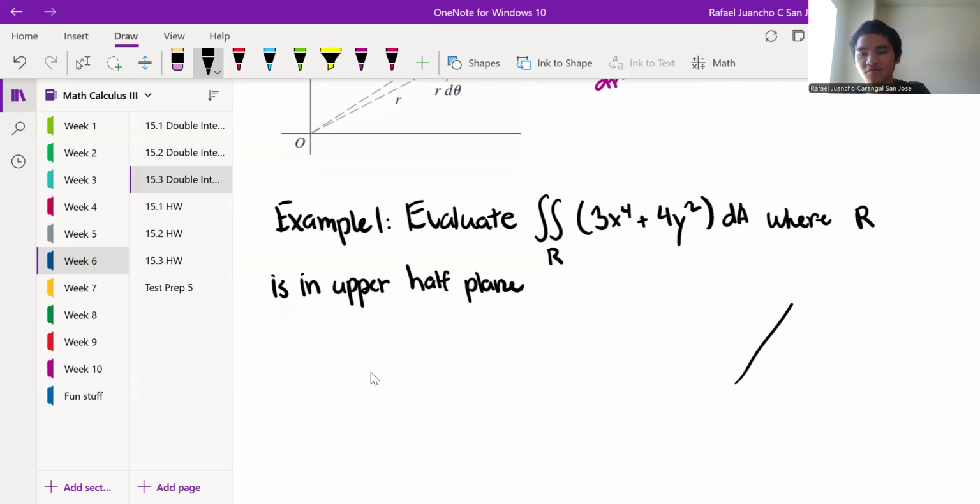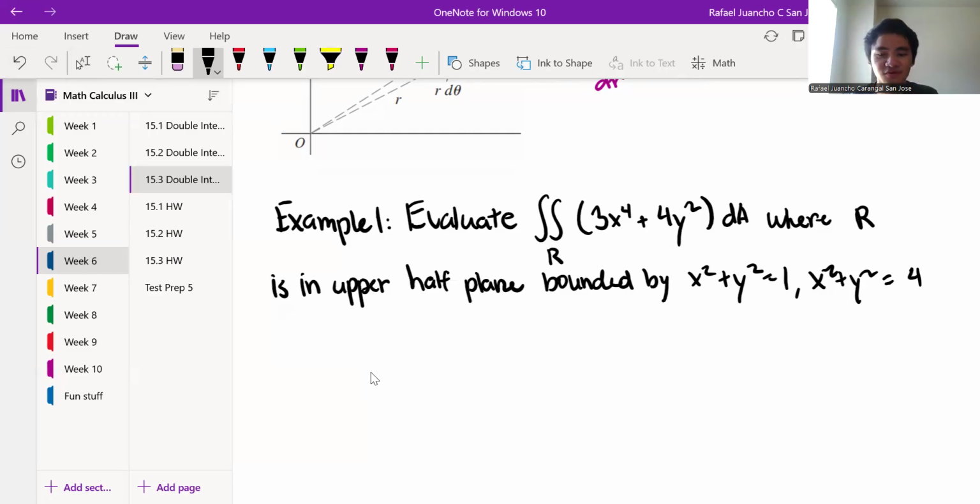What do I mean? We have a plane, the upper half. That's what I mean. And then it's bounded by these two things. So a unit circle, as well as a circle with radius 2. So that should be 4.